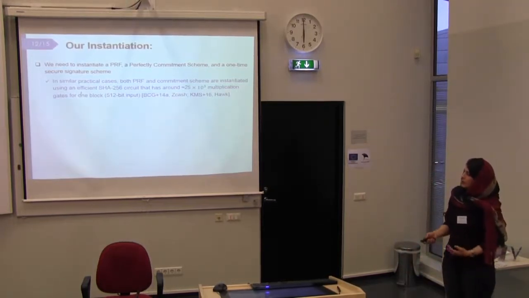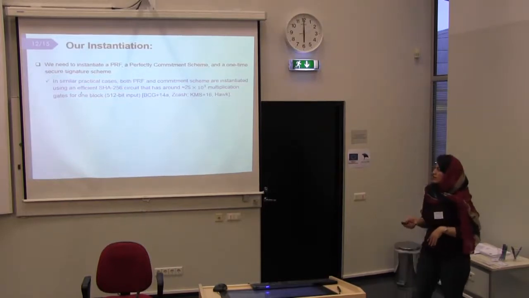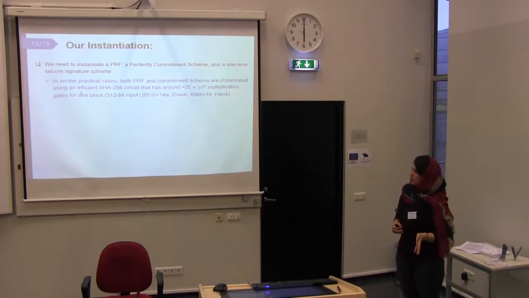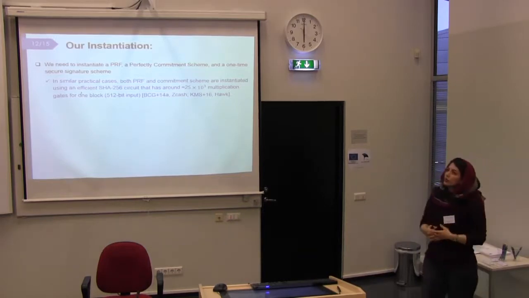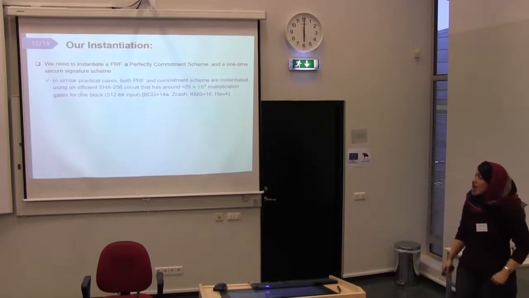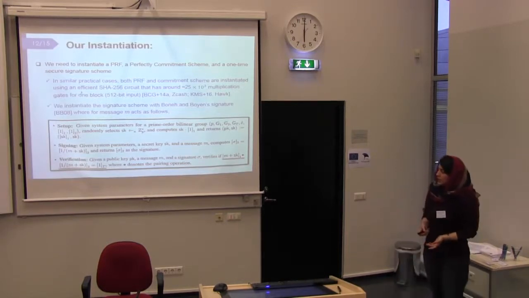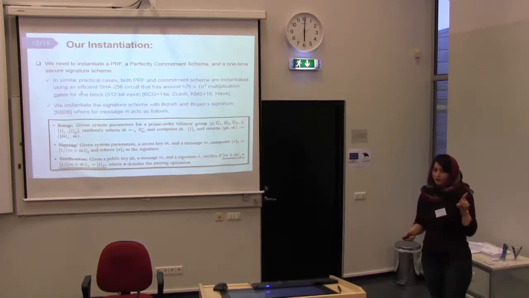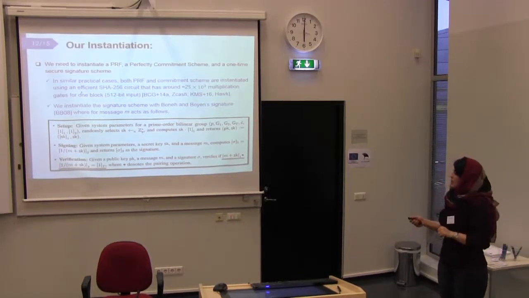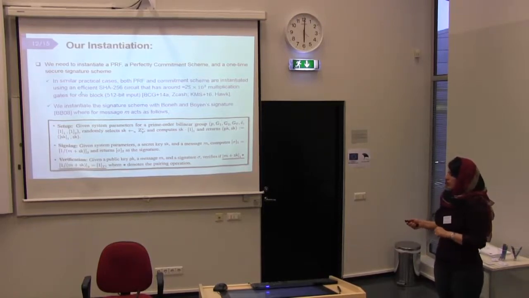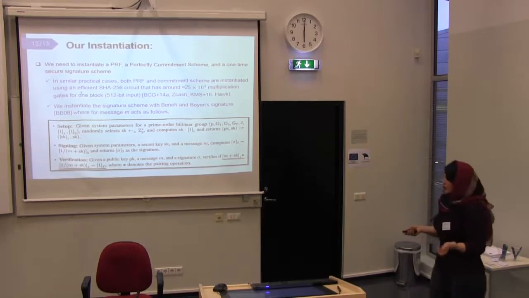You observed that we have a commitment and a pseudo-random function here. We instantiated them with SHA-256, which has about 25,000 multiplication gates, and we instantiated our signature with a Boneh-Boyen signature. Our verification is 4 pairings, whereas the original case is 3 pairings. We added 1 pairing to our verification because of this signature. Still we are better than Groth, because Groth has 5 pairings in its verification.